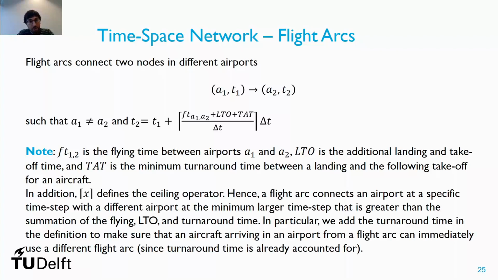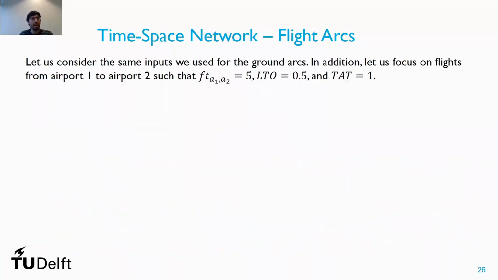And in addition, I'm using the ceiling operator. So one thing I didn't mention yet about the time-space network is that the notion of time is only associated with multiples of our delta T, which means that we cannot have continuous time. So if we have an overall flying time which is 2.5 times our time discretization, for us that will be rounded up to 3 times our time discretization. And let me hopefully be more clear with this example.